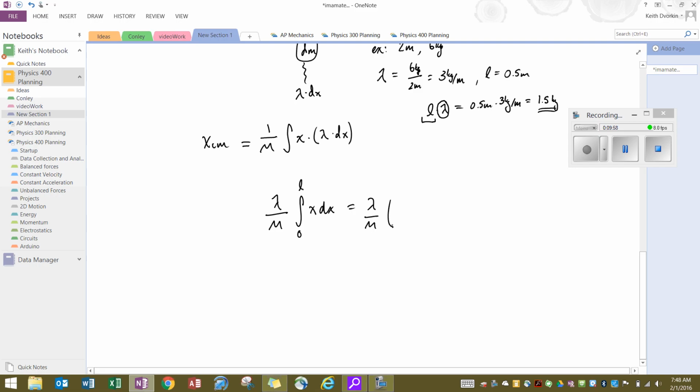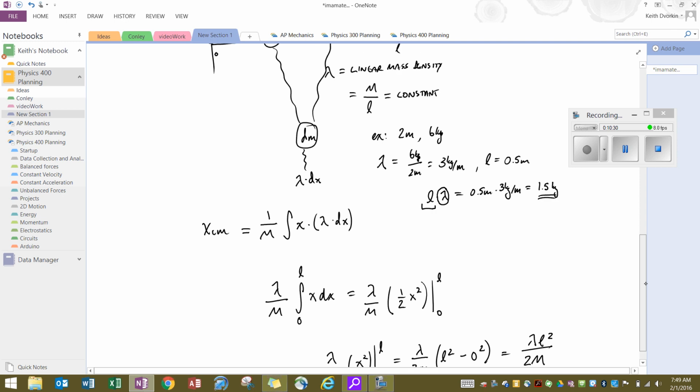Integral of x dx becomes 1/2 x squared, and we have to evaluate that from position 0 to position L. So lambda over 2m, bring all the constants out in the front, and then we have x squared from 0 to L, lambda over 2m, L squared minus 0 squared, so we get lambda L squared over 2m.